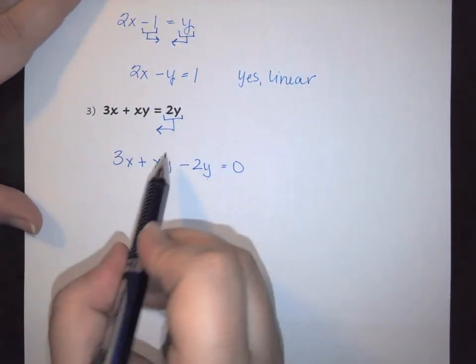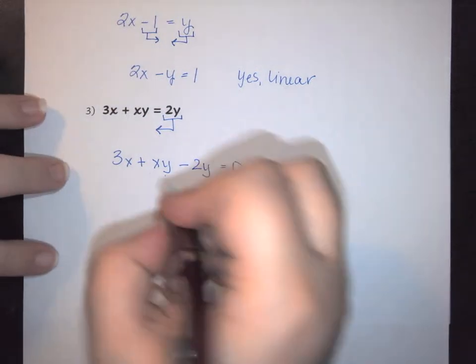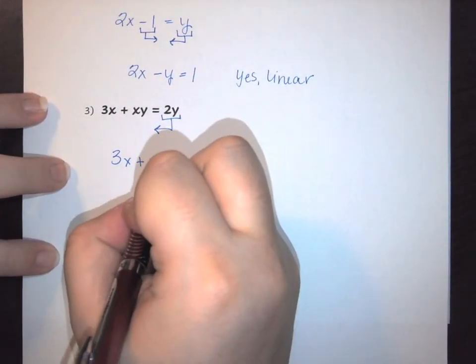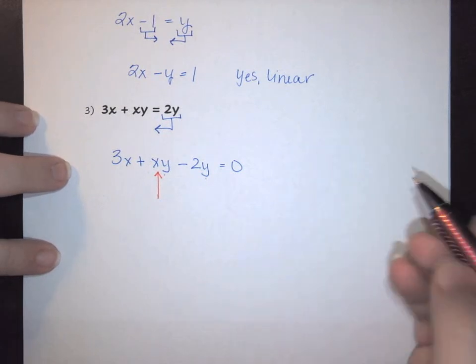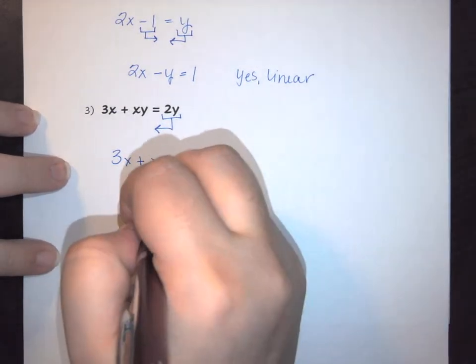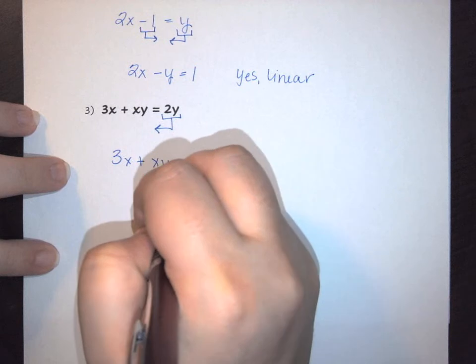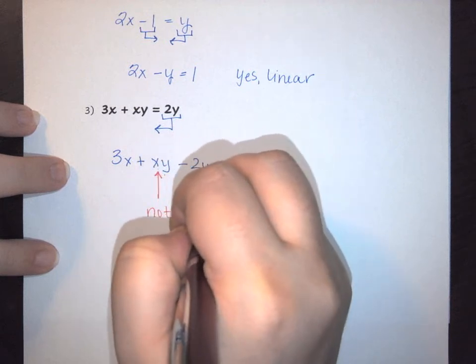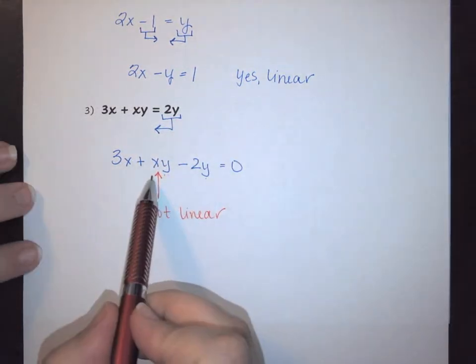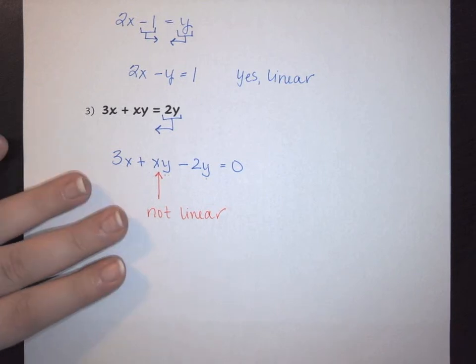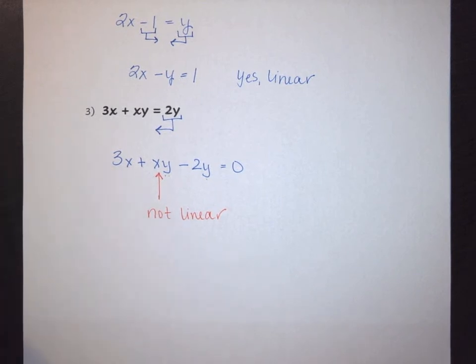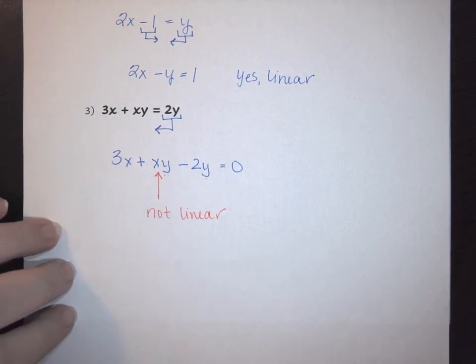Now if you look at it, I have this middle term. This middle term right here cannot be separated. Okay, so because of this middle term, this automatically says that you are not linear, because there is nothing we can do to that middle term that is going to get us to standard form. Okay, so because there's no standard form here, we do not have a linear equation.